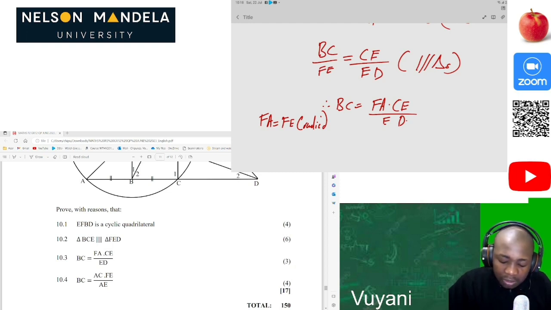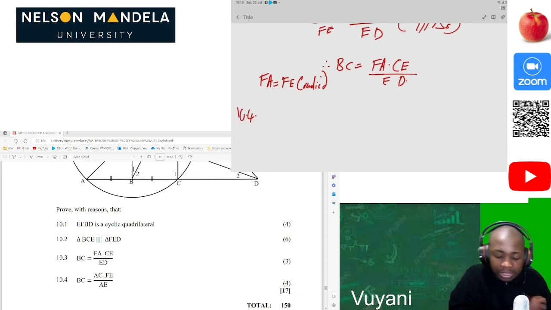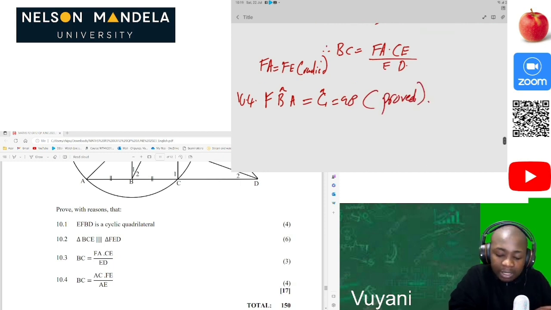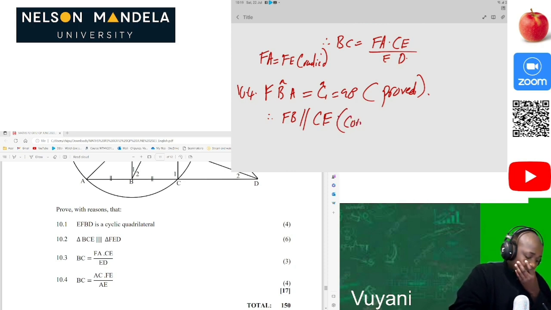So after that, you can also be able to prove it. That's 10.4. How do we write that question? Of course, we know that angle FBA is equal to angle C1, which is equal to 90 degrees, and we have already proved it above. Okay, so that's already proved. Then from that we can detect that FB is parallel to CE. Okay, because of those, now we can write that we have our corresponding angles there.